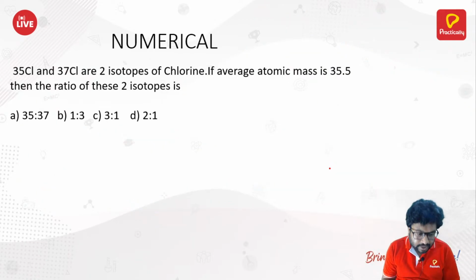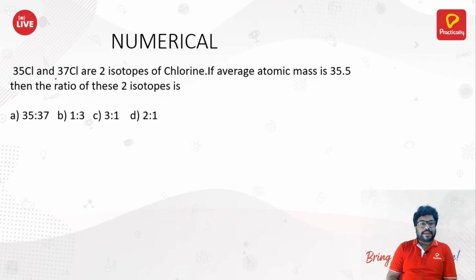Next, 35 chlorine and 37 chlorine are two isotopes of chlorine. If the average atomic mass of chlorine is 35.5, then find the ratio of these two isotopes. Generally, they give us the ratio and ask us to find the average atomic mass. This time it's the reverse way. This time they have given us the average atomic mass and they have asked us to find the ratio between these two isotopes.